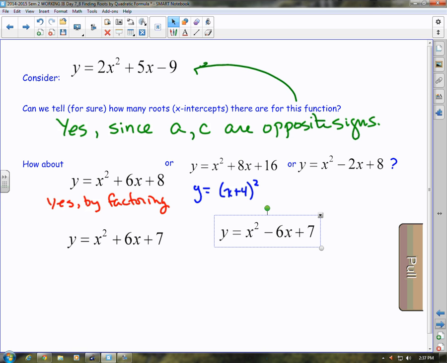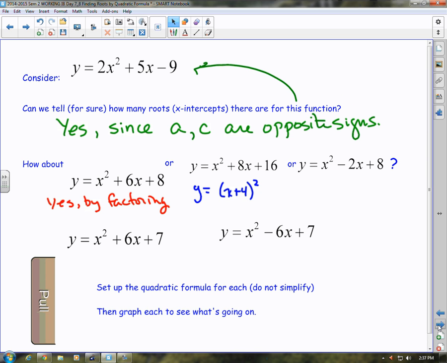Again, the initial problem is if A and C are the same, that's where it causes a little bit of trouble. And then if we can't think of two numbers to factor, how can we tell? Now, put that calculator down.